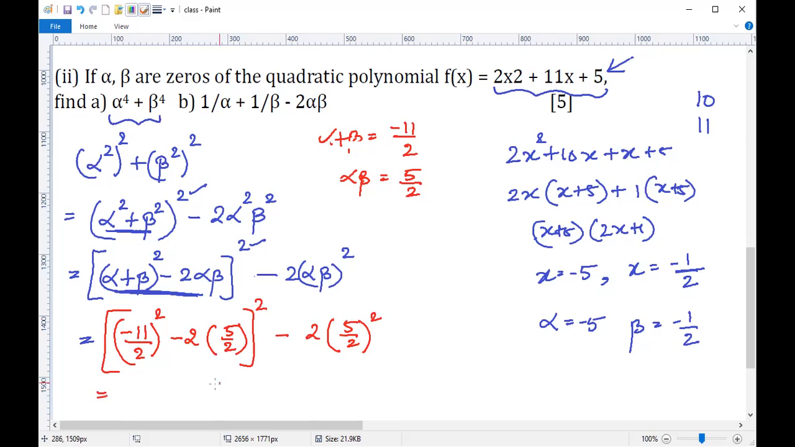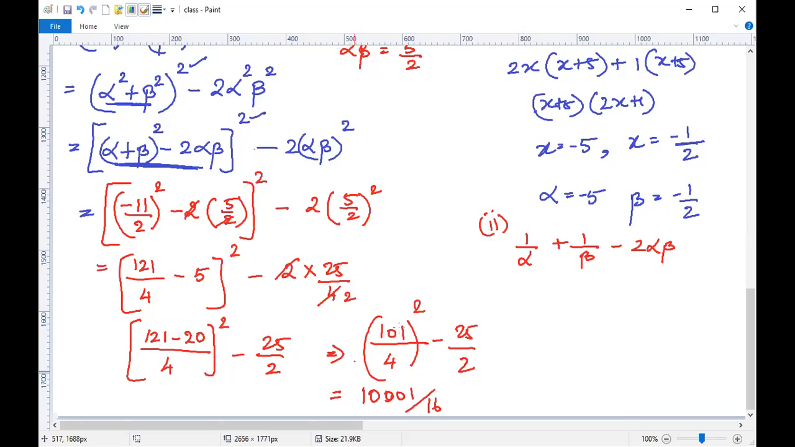If you simplify this, what you get is your final answer. What answer did you all get? So after simplifying, this is the final answer you get.